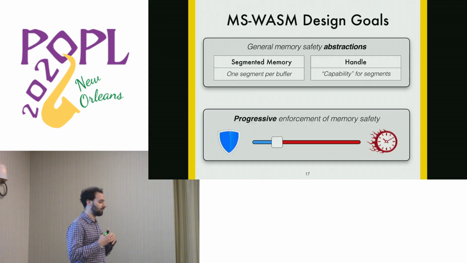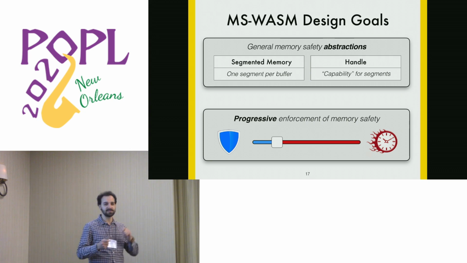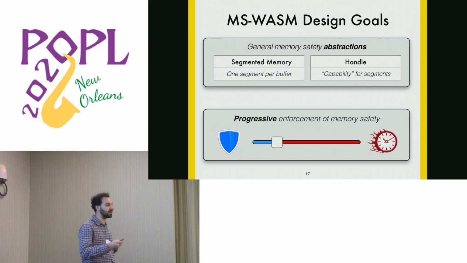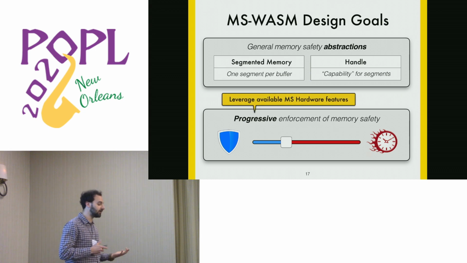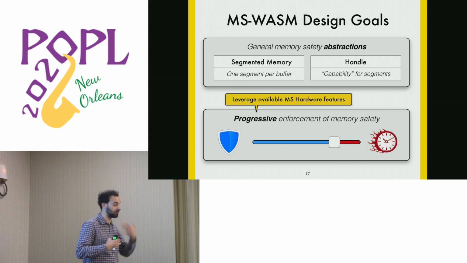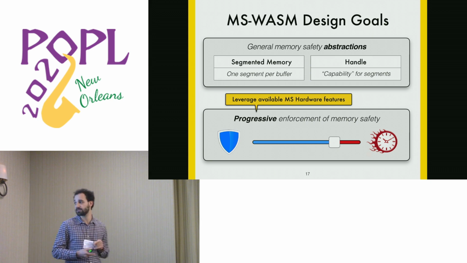MS Rossum, proposed. At the core of MS Rossum design, we have progressive enforcement of memory safety. The idea is that MS Rossum does not force you to have memory safety. You can decide, depending on your application, whether you want to trade security for performance. And the idea is that as hardware evolves and we get more hardware-accelerated memory safety features, we can get more memory safety for less overhead. Here I'm talking about things like ARM's tag memory, capability machines, ARM pointer authentication, and MPX.